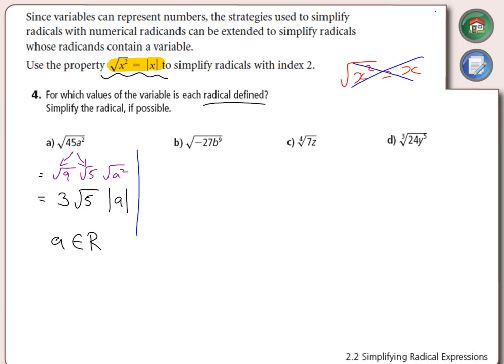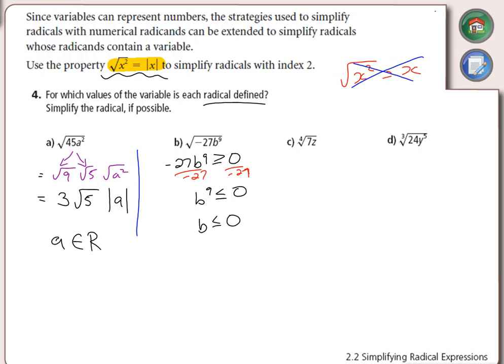What do we have for our radical being defined? Again, negative 27b to the 9 has to be greater than or equal to 0. Divide over that negative 27. Whenever you divide by a negative number, you've got to flip that sign. So, we're saying here that b to the 9, which is an odd exponent, has to be negative. Well, then that means that our b value has to be less than or equal to 0.